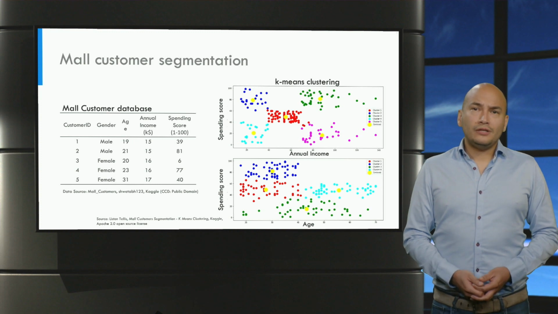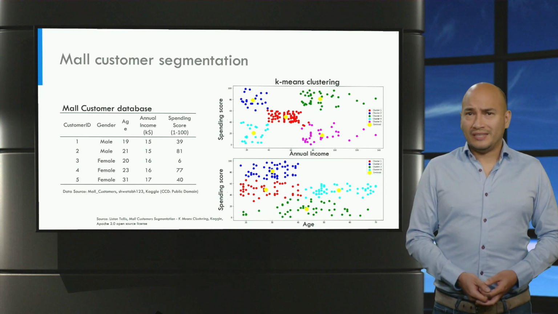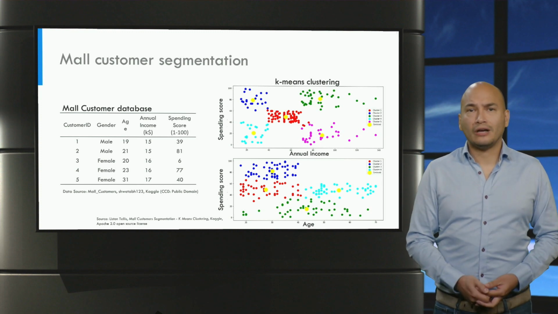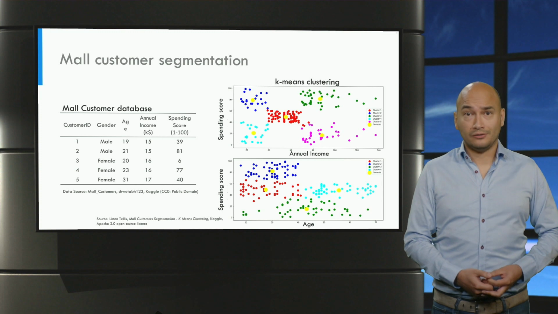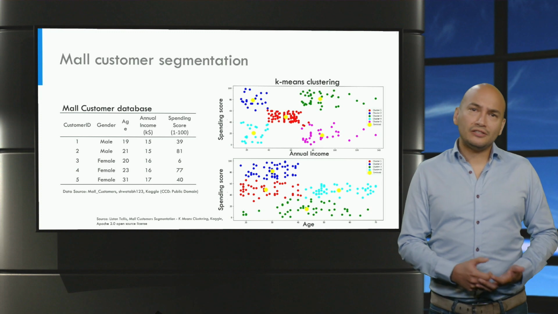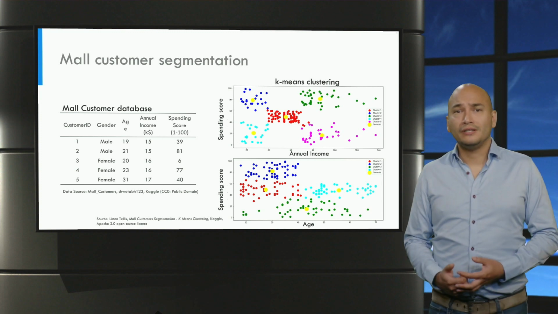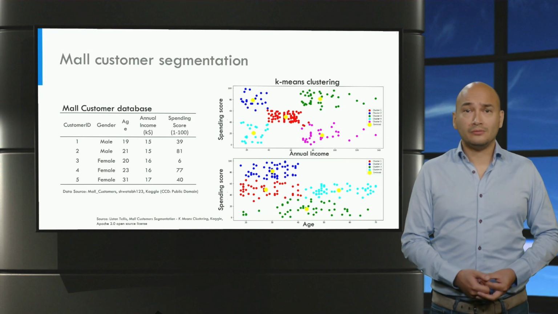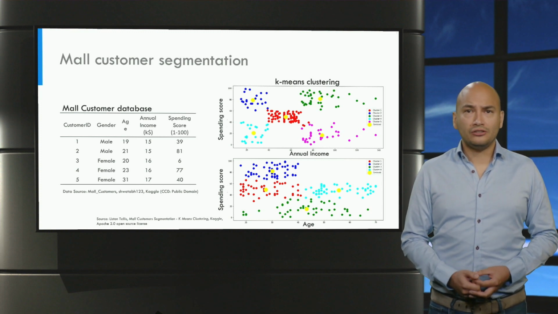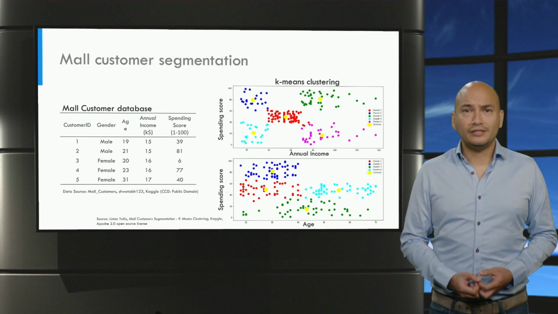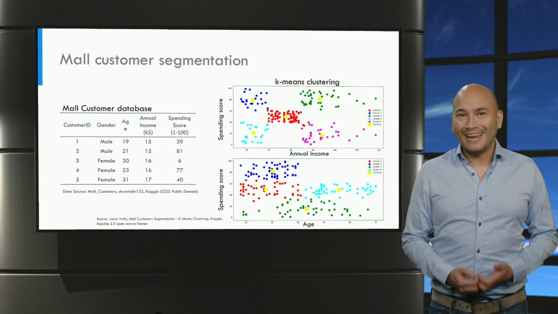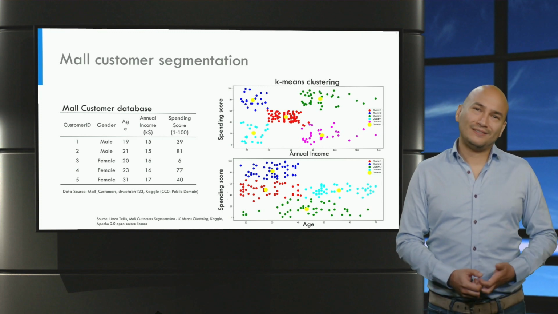The second application is mall customer segmentation. This application is also related to how personalized recommendations are offered to customers in today's online shopping. In this simplified dataset, the age of the customers, the annual income of the customers, and the average spending score of customers are provided. On the right of the slide, you see how the customers can be clustered based on different annual incomes and different ages. In this way, shopping recommendations can be tailored to the different clusters of customers.